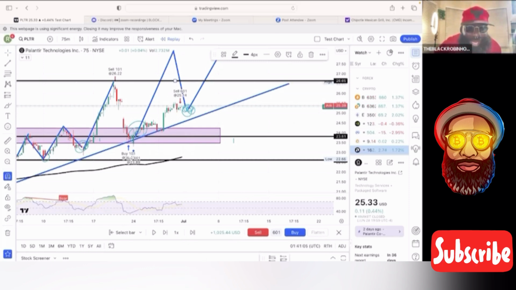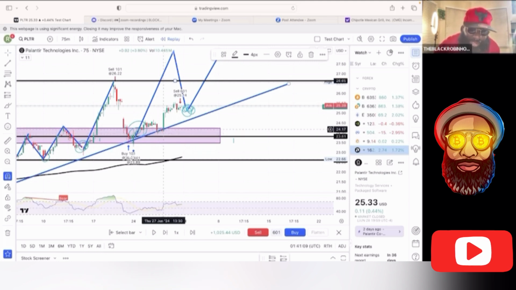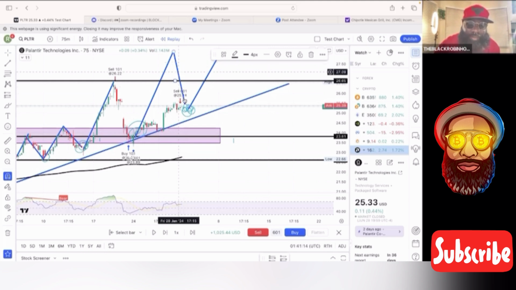So for me, I only try to buy here, in these demand zones. Or like if this goes up here and it comes back down, I will look to get in back here and ride it back up.